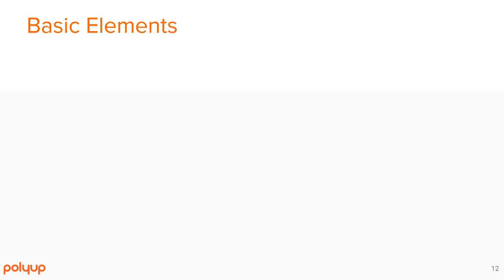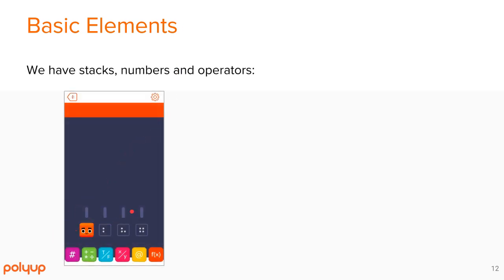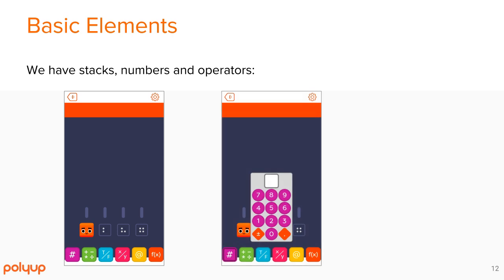Let's take a look at the main user interface in Polyup. The 4 vertical lines here are called stacks. They're empty at the moment, but we'll have a chance to fill them up soon enough. The buttons at the bottom of the screen open up palettes full of blocks that you can put in your program. In this case, you can drag the numbers directly out into the program, or you can tap on a few of them to enter more digits, and then drag the new block out of the box at the top.